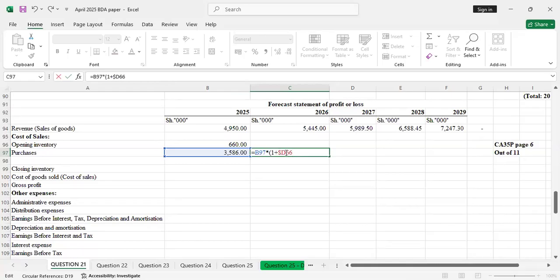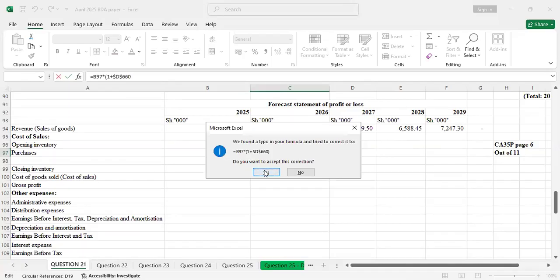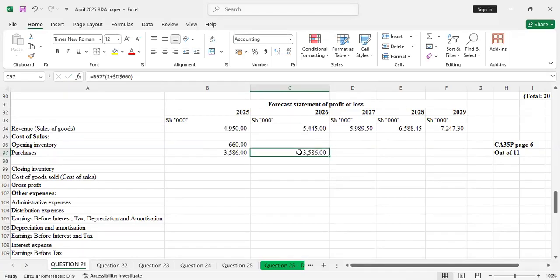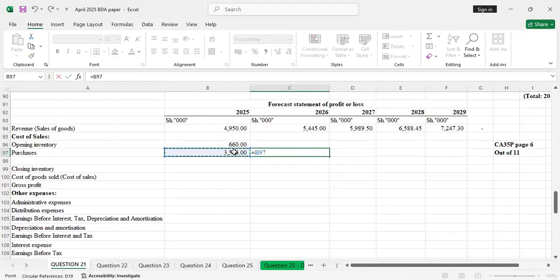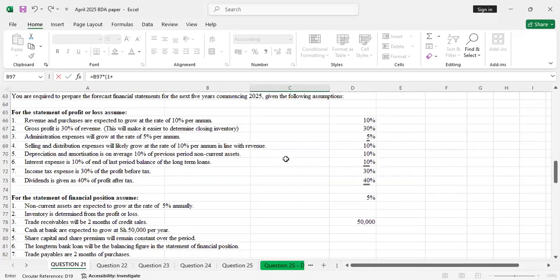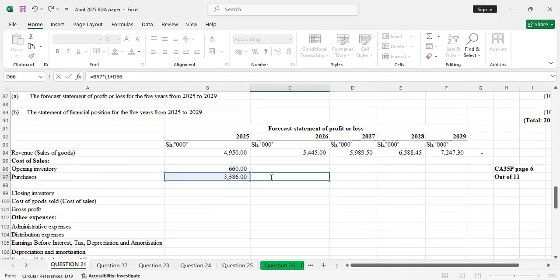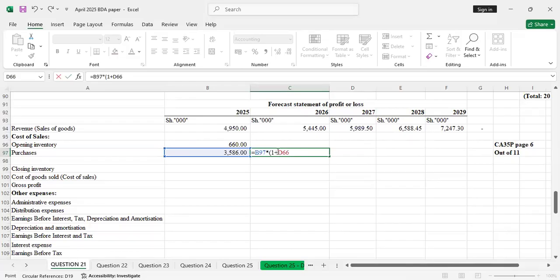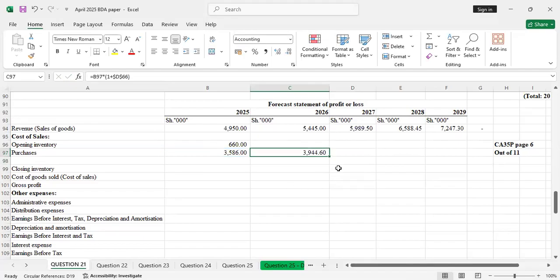Also lock it, then I'll close the bracket. No, that's not right. So I'll pick this times bracket 1 plus the growth rate, which was 10%. I'll lock it again. Then from there you can just drag and you'll get that.